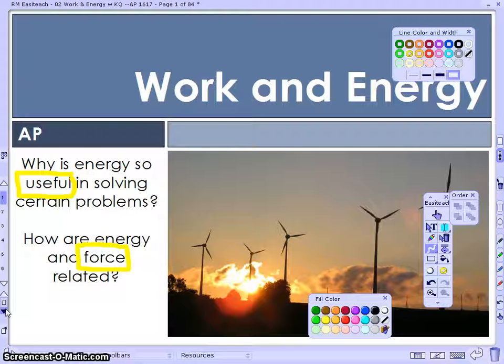I'll give you a lot of insight into the answers to these questions: why is energy so useful in problem solving, and what's this relationship between energy and force? Keep these in mind during the entire unit.